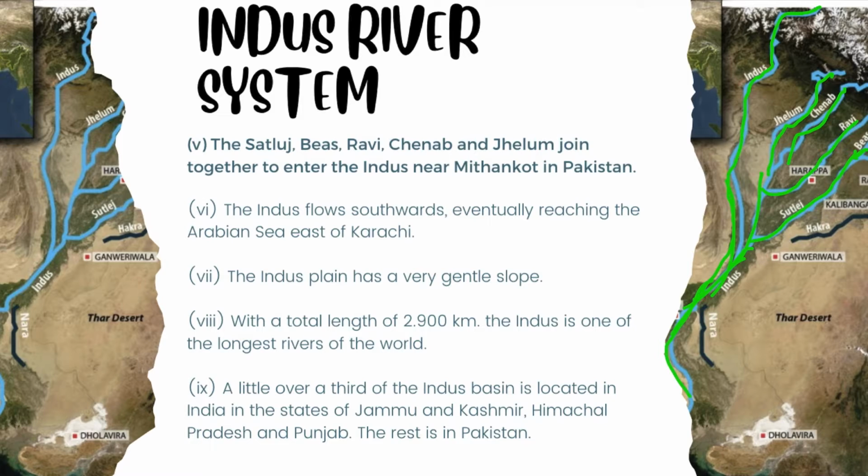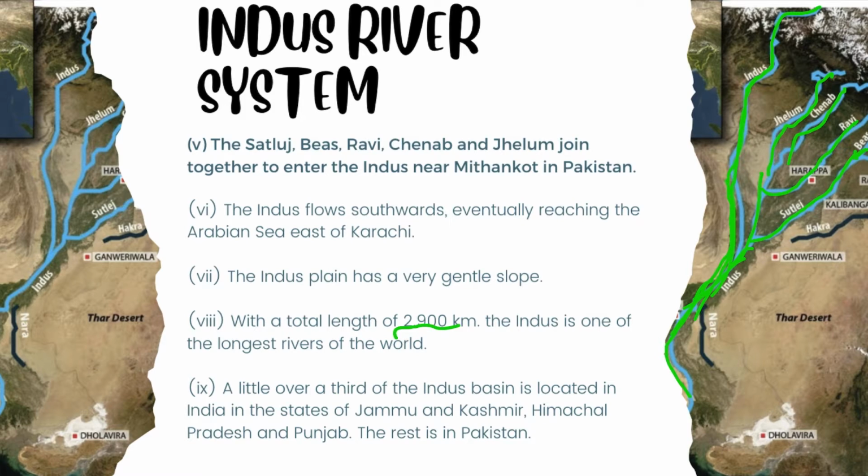These major tributaries bring a large amount of water to the Indus, and they are coming to the Arabian Sea. So the total length of this one is 2900 kilometers. It is one of the longest rivers of the world.